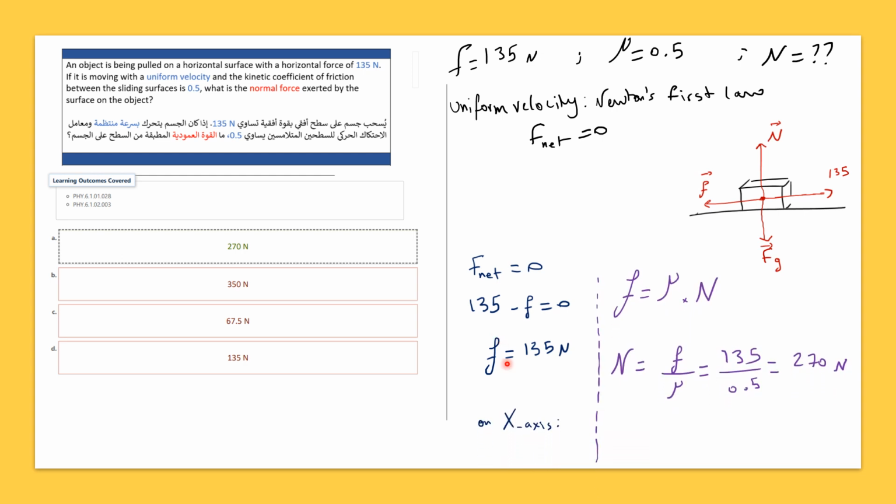So we continue. What's the relation that connects the force of friction and the normal force? That's the N that they are asking to find. So normal force is equal to the force of friction divided by mu. So force of friction already found, 135 divided by mu, 0.5, and then the answer is 270 Newton.